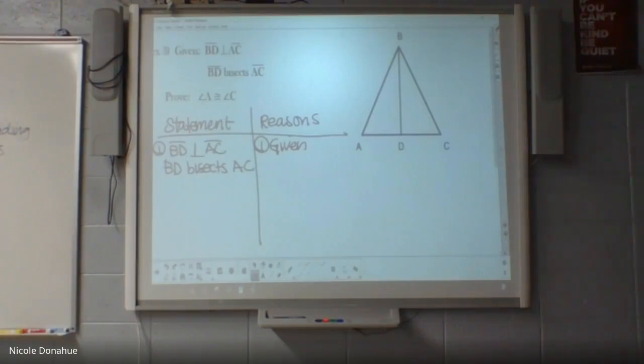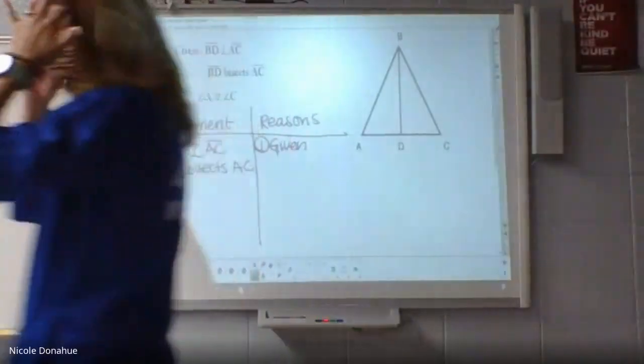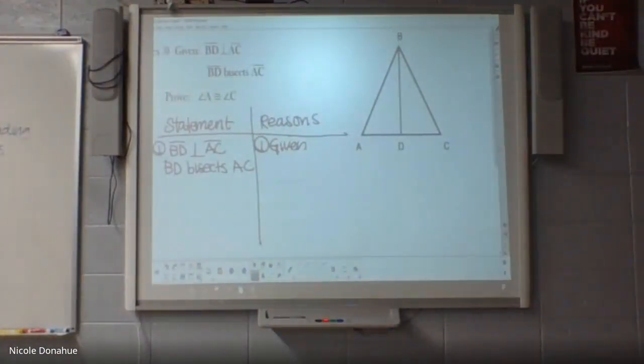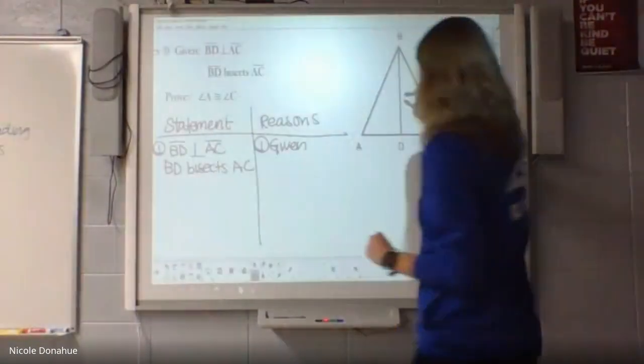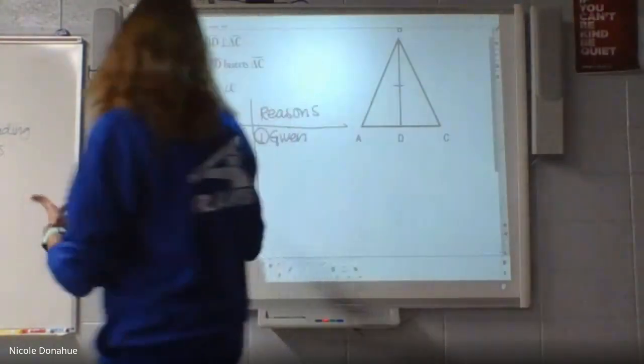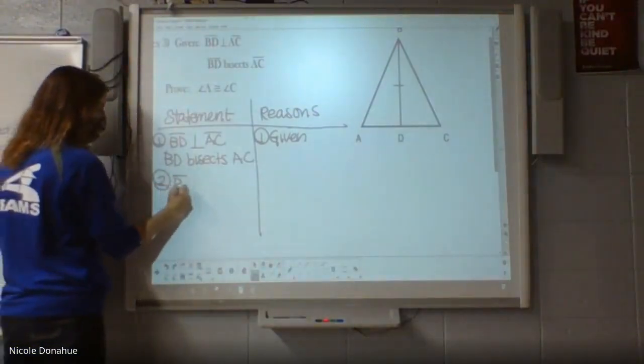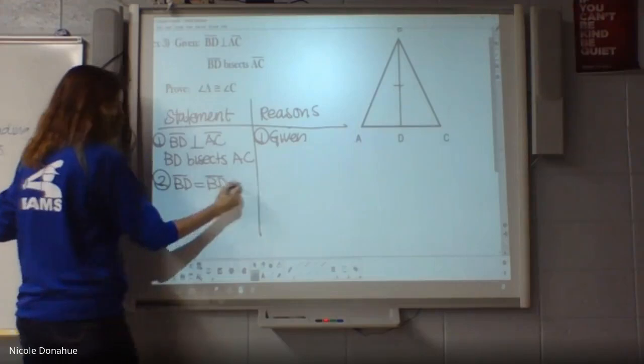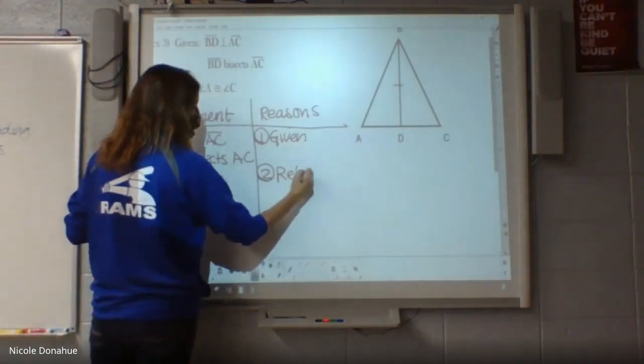All right, tell me what you guys know about this. Probably 3 things that we can come up with at this point. The order doesn't matter, whatever you notice that you know. Yeah, go ahead, Izzy. The shared side, yeah. So BD equals itself. So BD equals BD. And remember, that's reflexive.